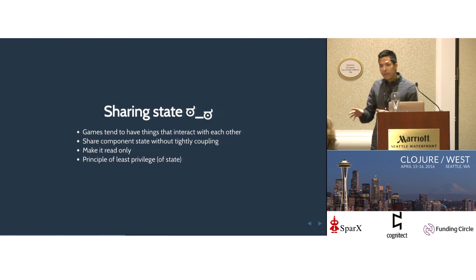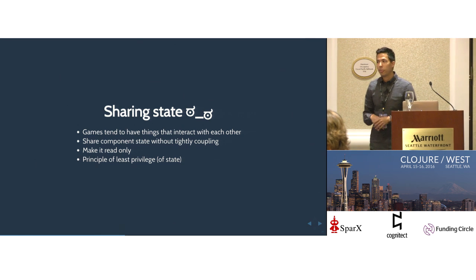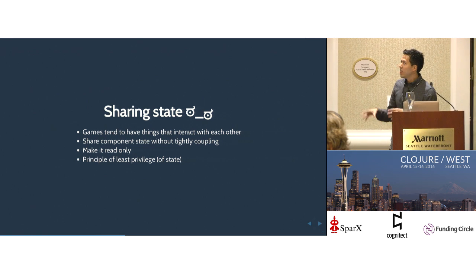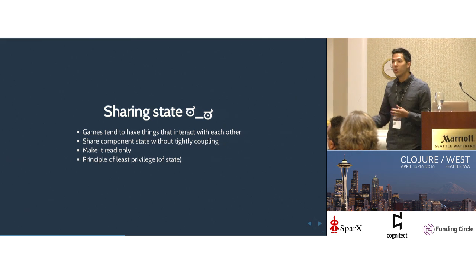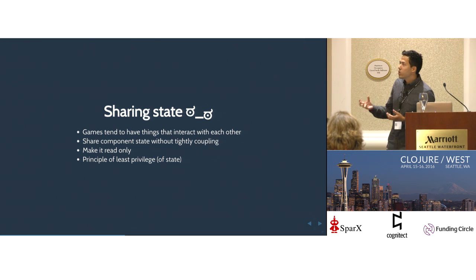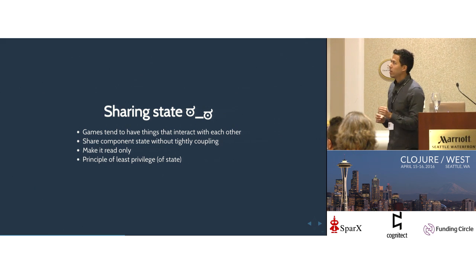So we have to settle how we're going to actually share state. Sharing state, as dirty as it is, has to happen because games tend to have things that interact. I can't think of any game where no interaction happens. So we do have to figure that one out. We want to share this stuff without really tightly coupling it. The tightest place you can couple it is in code.